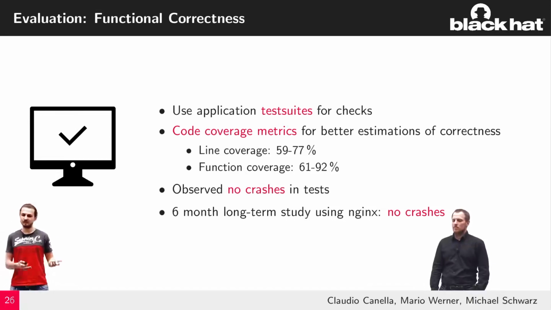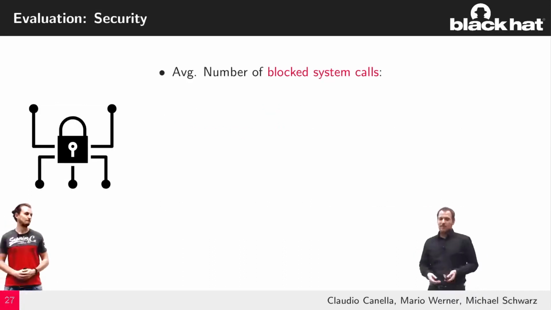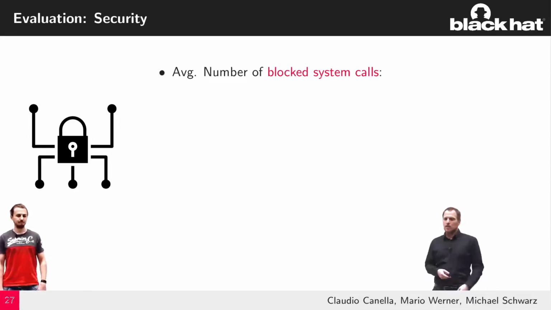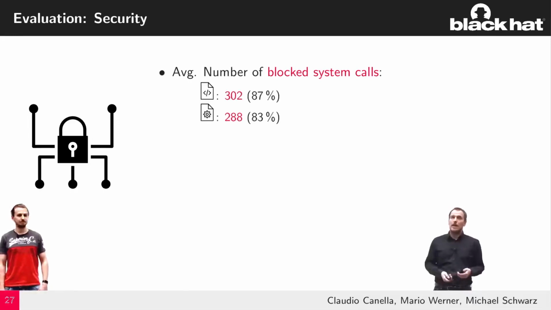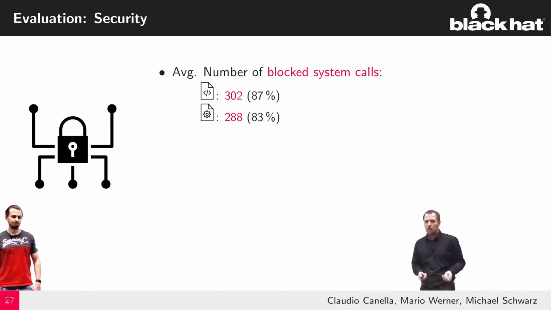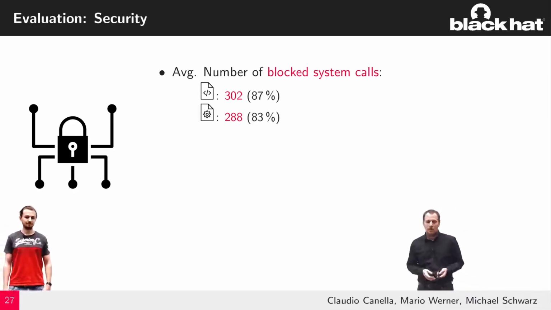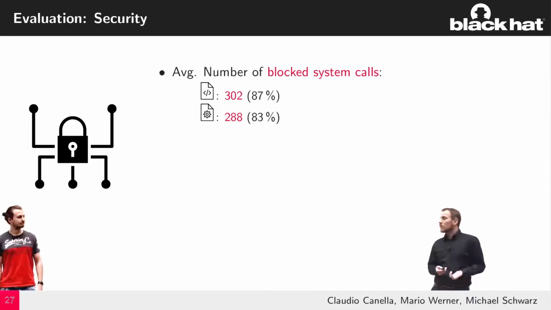Okay, so another important thing is, of course, the security. You already mentioned it: the whole point of this research is to improve security. To figure out how much we improved this, we looked at how many system calls have been blocked by our tools. In particular, with the compiler-based approach, we were able to block on average 87% of the syscalls which the Linux kernel provides, which is, of course, a really nice improvement already. Quite similarly, Binalizer was also able to block 83% of the syscalls on average, which drastically reduces the attack surface of the kernel.